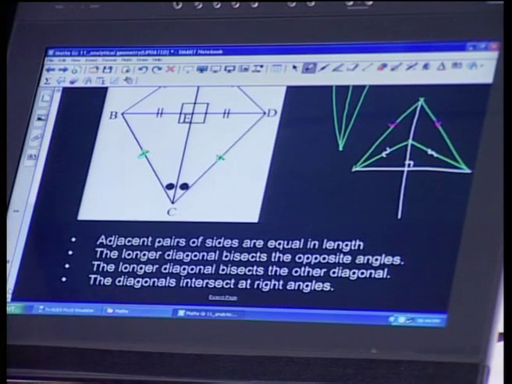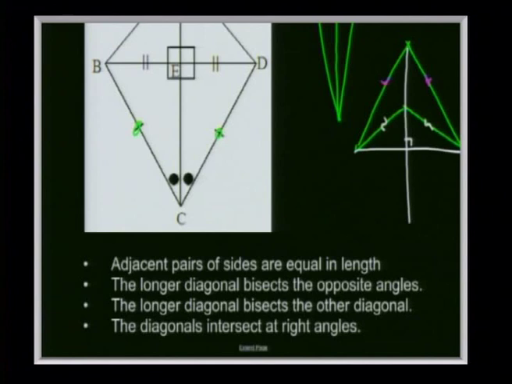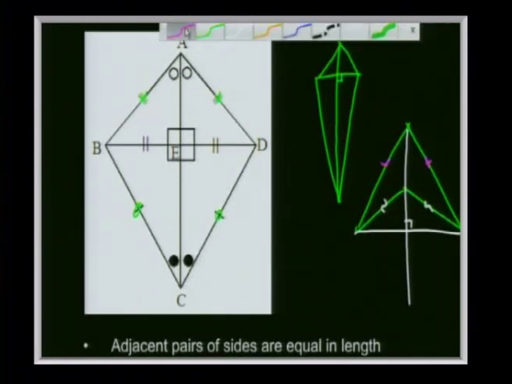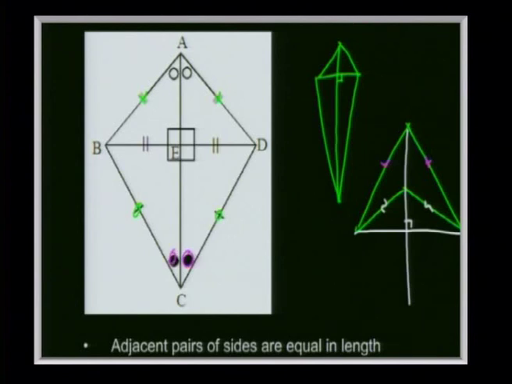Just remembering that the major diagonal bisects the opposite angles. And that is where we get this result over here, that angle C is bisected and angle A is also bisected. The minor diagonal doesn't. Reiterate, the major diagonal bisects the opposite angles. Let's move on.